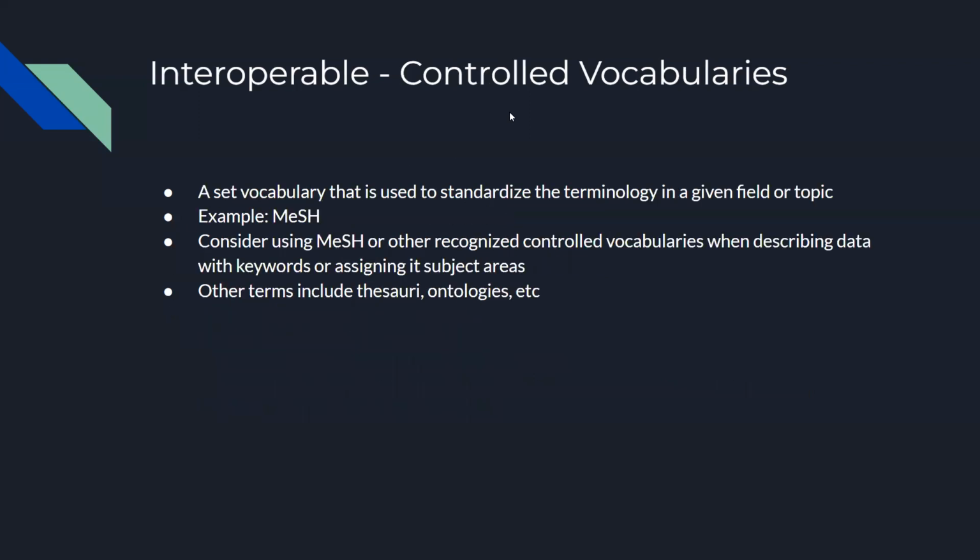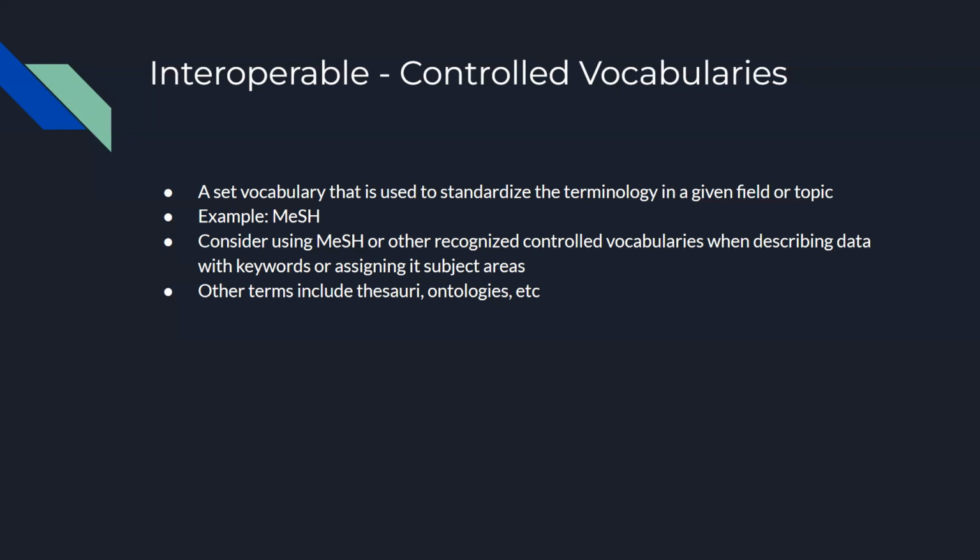All right, so the last aspect of making your data interoperable is using controlled vocabularies. A controlled vocabulary is essentially a set vocabulary that uses standardized terminology for a given field or topic. Those of you that do a lot of in-depth PubMed searching are probably familiar with MeSH, and MeSH is a type of controlled vocabulary. When you have the option to describe your data either with keywords or when you cite subject areas, do try to use these controlled vocabulary terms, as it creates a bit more standardization and makes it easier for people to find the type of content they're looking for.